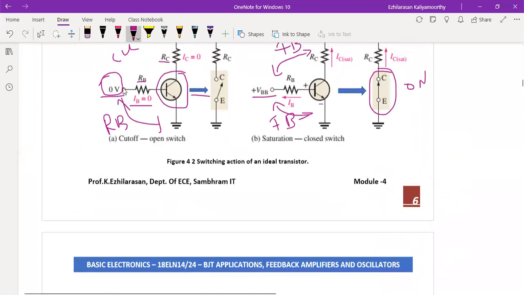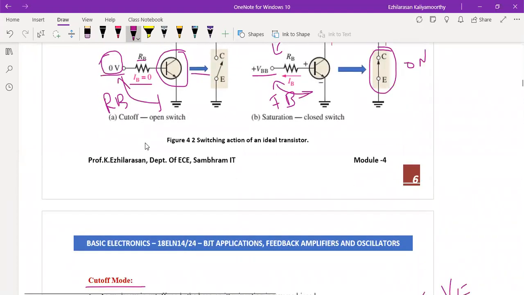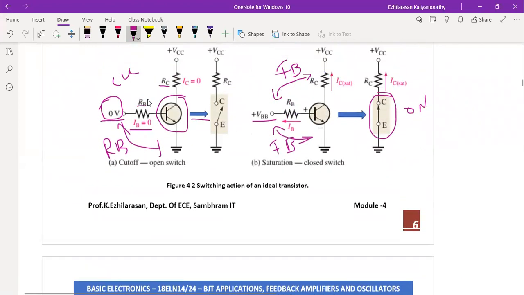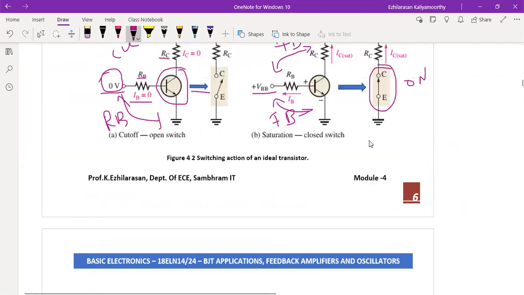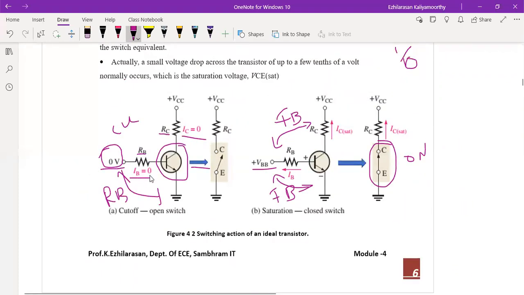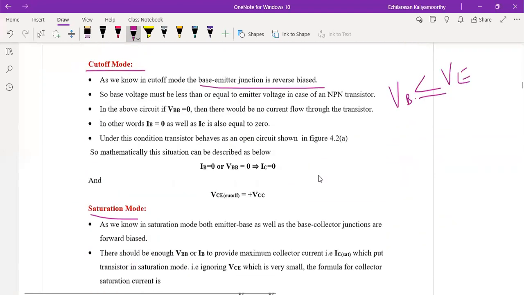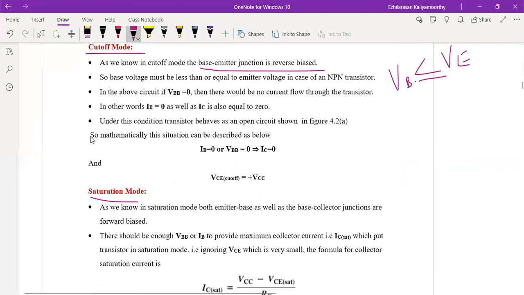In the above circuit, if VBB is 0, as I said, this voltage is 0, then there will not be any current flow through the transistor. Then automatically IB is equal to 0, as well as IC will be equal to 0, because the base current is 0, then the collector current also will be 0. So mathematically I can write, if IB is equal to 0 or VBB is equal to 0, IC is equal to 0.